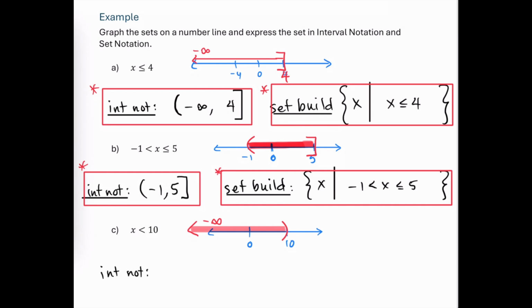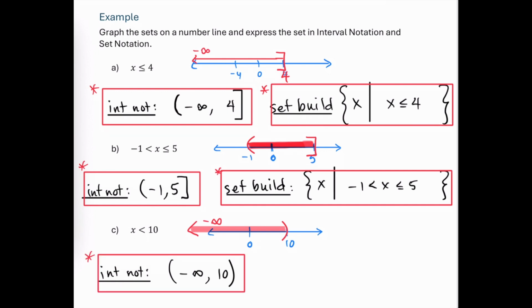In interval notation, we begin with the smallest element in the set, and in this case that's -infinity, but we never include infinity, so we're going to have a parenthesis there. Then we write down a comma, and then the largest element in the set is +10. That element also gets a parenthesis because 10 is not included in the set. X is not allowed to be equal to 10. So this is our set in interval notation.